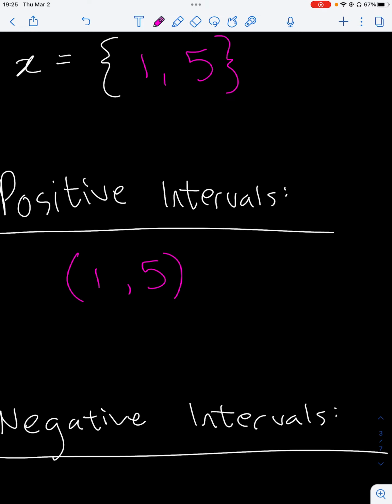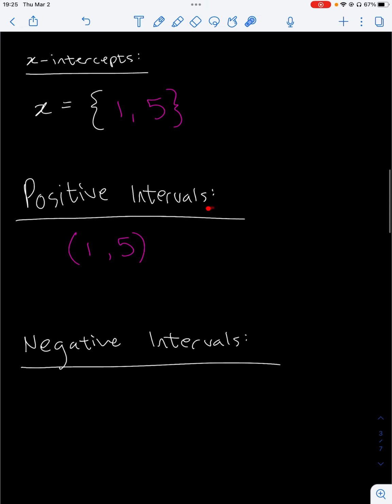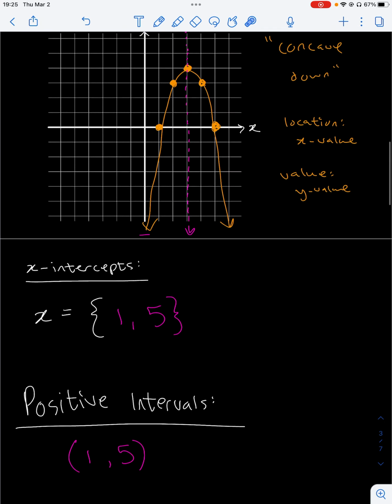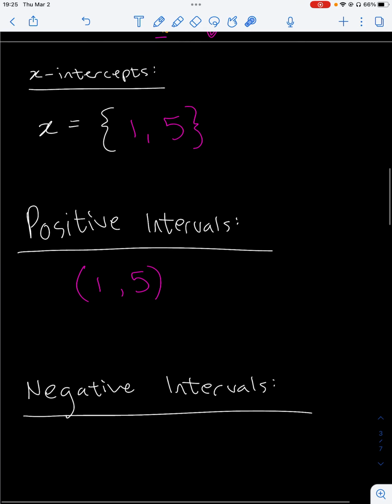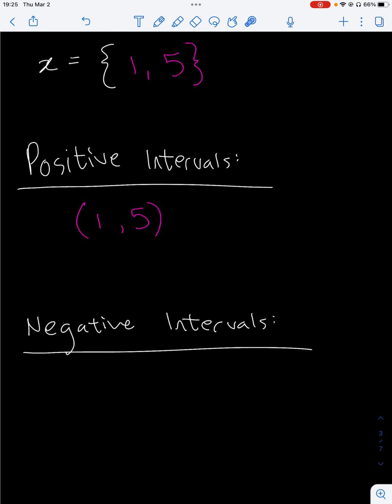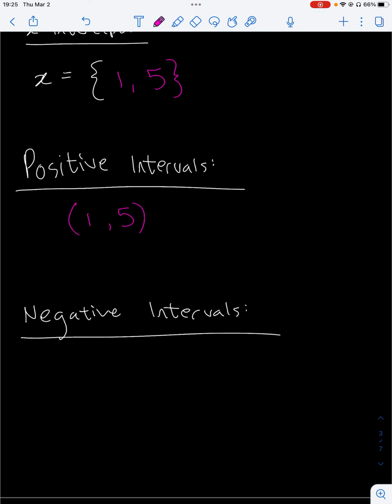Now, I'll stress when we're talking about intervals, and usually you have to infer from context, or you can write the word interval here. This is not a point. This is not the point 1, 5. If you notice, the point 1, 5 is not even on your graph. Rather, this is saying everything between 1 and 5 is going to be where your graph is positive.